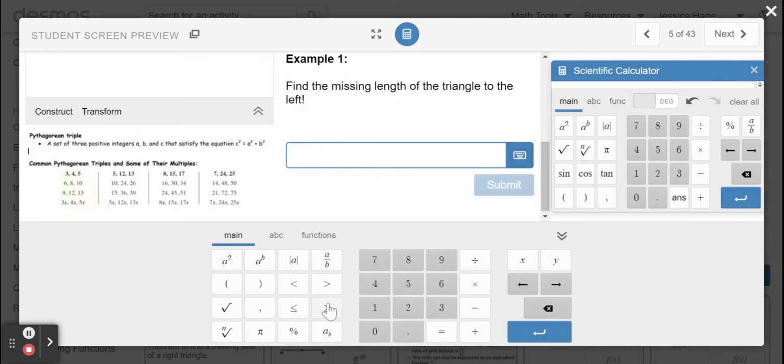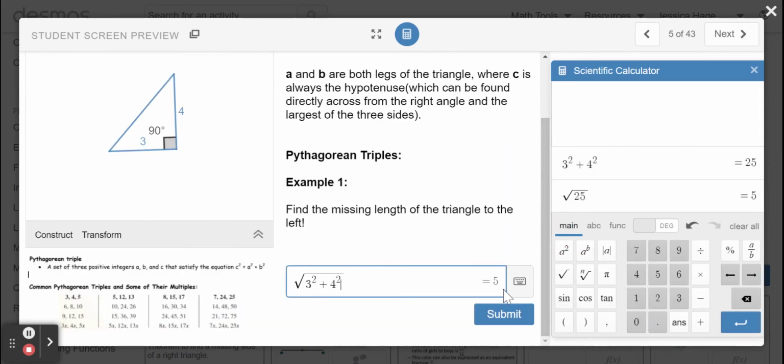Another way to do this, which might be quicker for some of you, is to hit the square root first. And then hit 3 to the second power plus, and always make sure that square root bar is getting longer. 4 to the second power. Everything has to be underneath it. If it's not, then you're going to get a different number other than 5. Right? So the missing length of the triangle is 5.